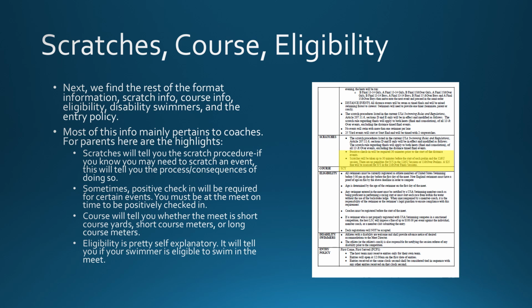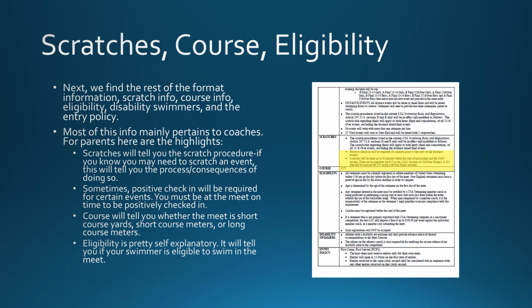So now you have scratches, course, and eligibility. A lot of this page doesn't really apply. It's information that's important for the coach to know, but not necessarily for parents and swimmers to know. The main thing you want to know is the scratch procedure. If you know you may need to scratch an event, that'll tell you how to do it, what the deadlines are, what the consequences are. Sometimes if you need to scratch an event and you don't do it by the deadline, your swimmer could then get kicked out of the meet, which obviously we don't want to happen. So those are important things to know.